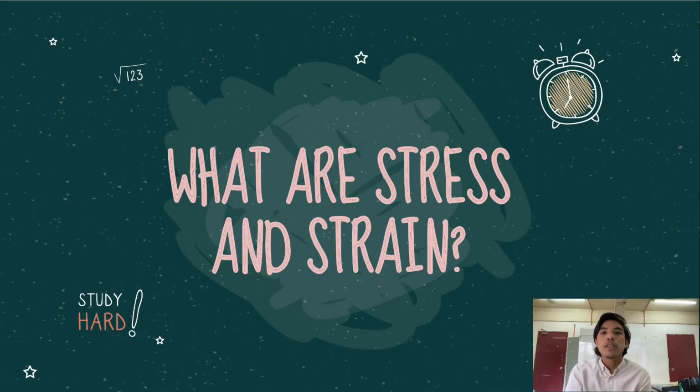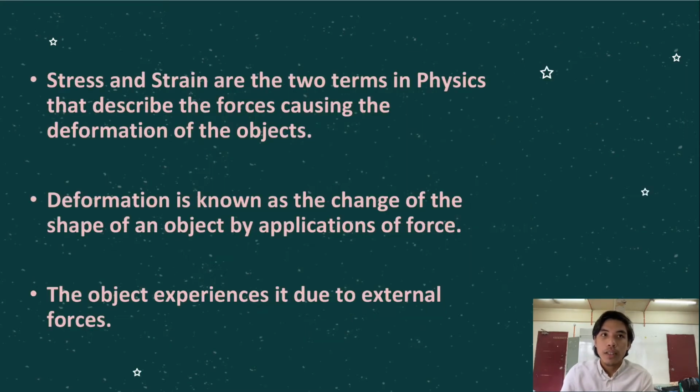Before we know about the Mohr Circle, we need to know about stress and strain. Stress and strain are two terms in physics that describe the force causing the deformation of an object. Deformation is known as the change of shape of an object by application of force. Very small force can also cause deformation. The object experiences it due to external force. For example, the force might be squeezing, twisting, shearing, ripping, or pulling the object apart.